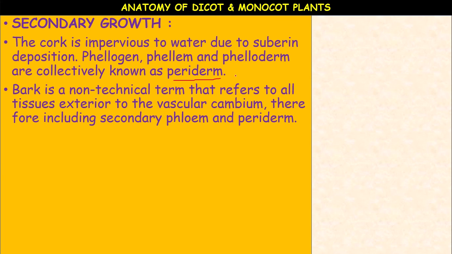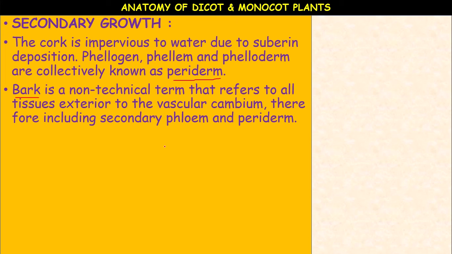The bark is a non-technical term. It is the outermost layer of the stem. Okay, it can be peeled out. It is very thick. Bark is a non-technical term that refers to all tissues exterior to the vascular cambium. So, therefore, it includes the secondary phloem and periderm.